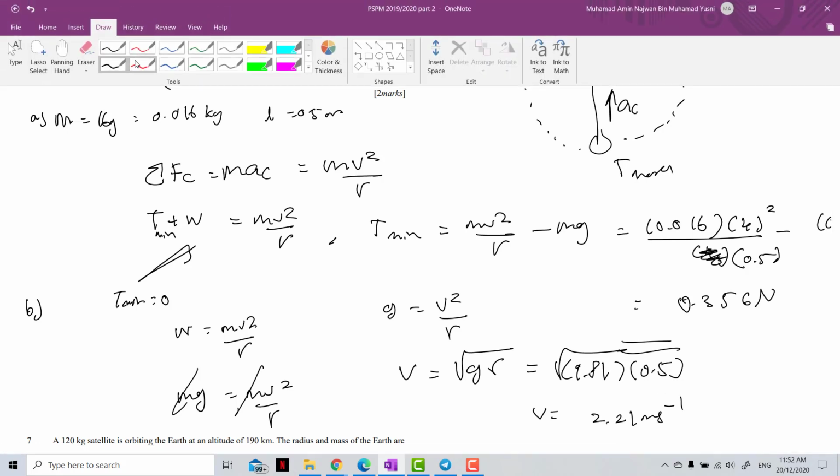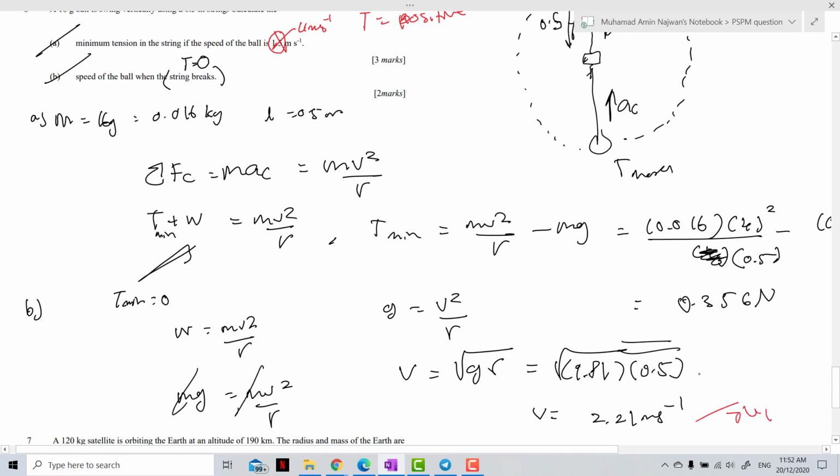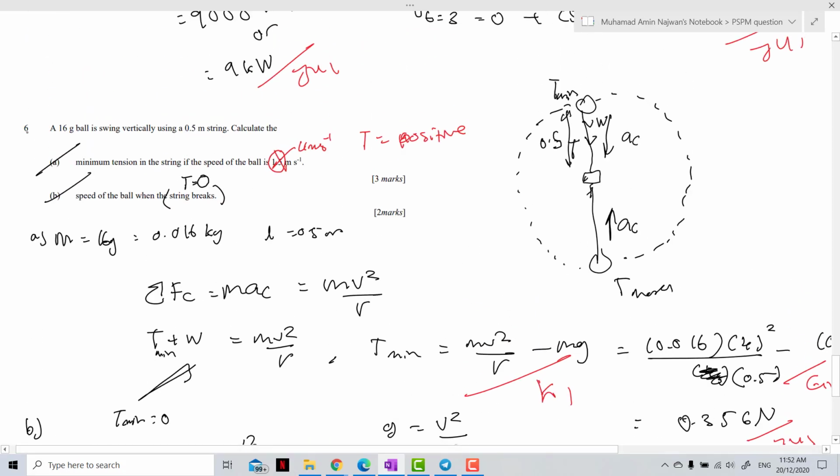So the application is very straightforward. Okay, answer with unit 1, substitution 1. Answer with unit 1, substitution 1. Okay, concept 1. Okay, so that's for our question 6.